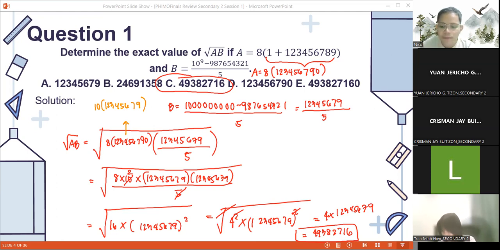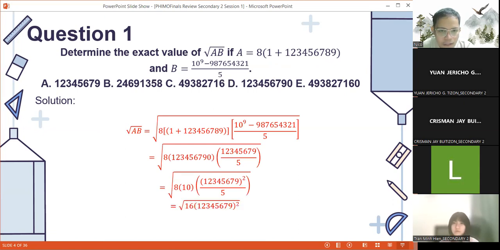Okay, let's proceed with number 2. There's a solution here. If you notice, it just did the same thing, right? This one is equal to 10 times 123,456,789, and then it becomes squared, then 8 times 10 divided by 5 is 16, and 16 here is 4 squared. So remove the square because it's a square root. It's 4 times 123,456,789, and then we get an answer which is 493,827,156.